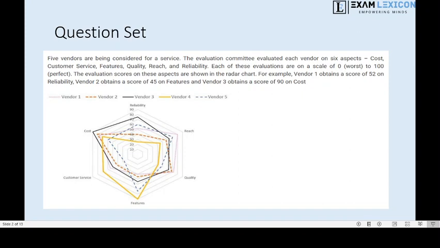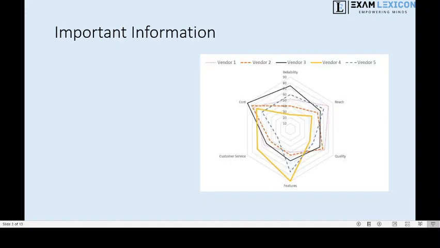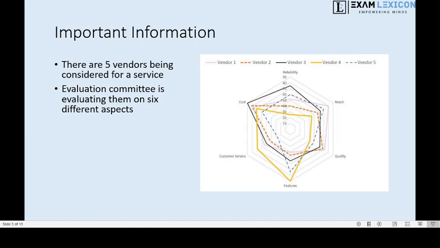So let us just start by putting down all the important information given to us in the question. There are 5 vendors being considered for a service. The evaluation committee is evaluating them on 6 different aspects, being cost, reliability, reach, quality, features, and customer service. The evaluations are on a scale of 0 to 100, with 0 being the worst and 100 being the best.